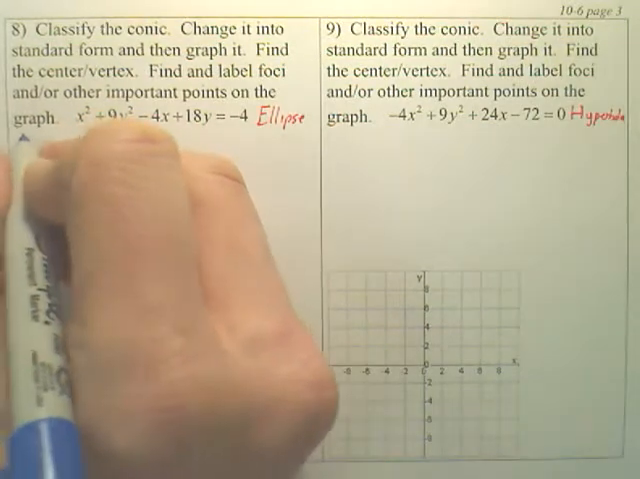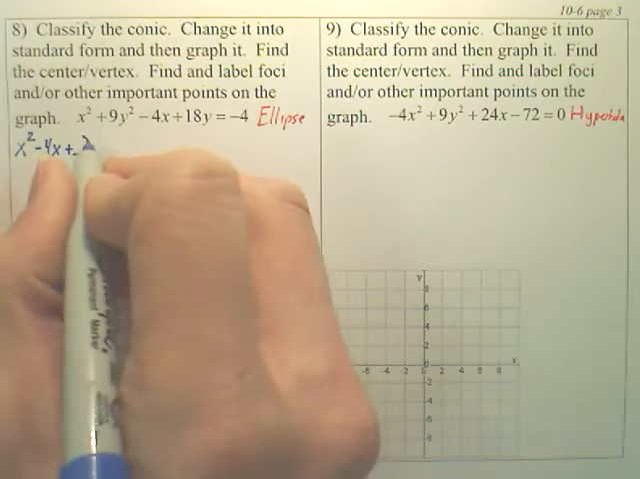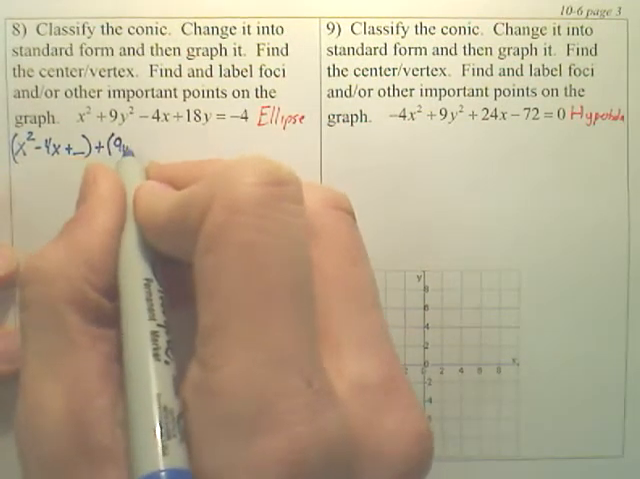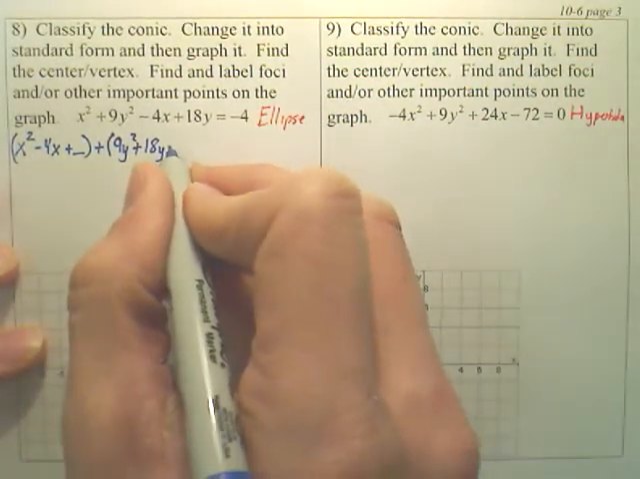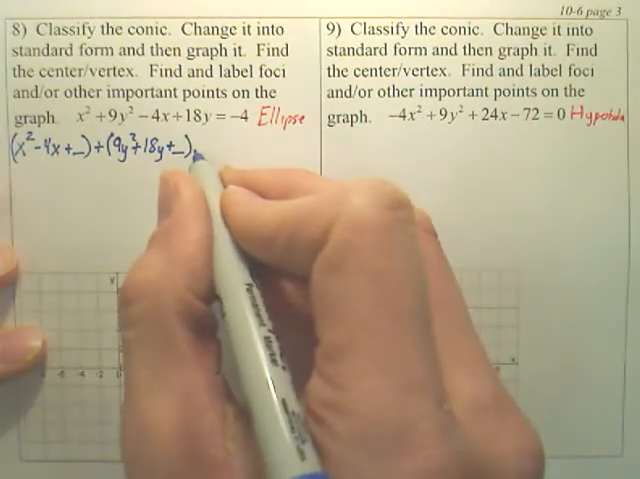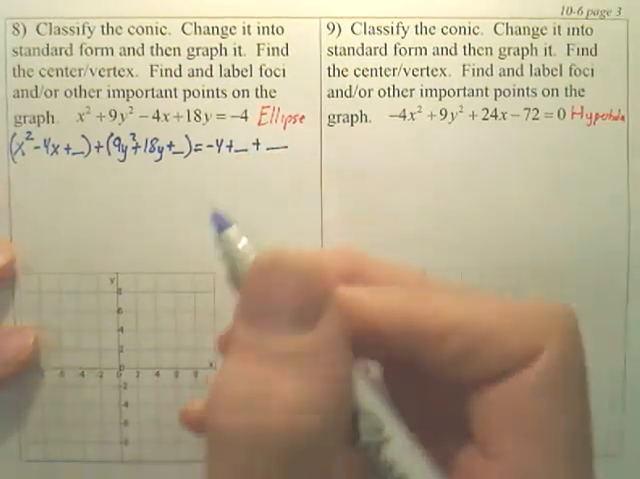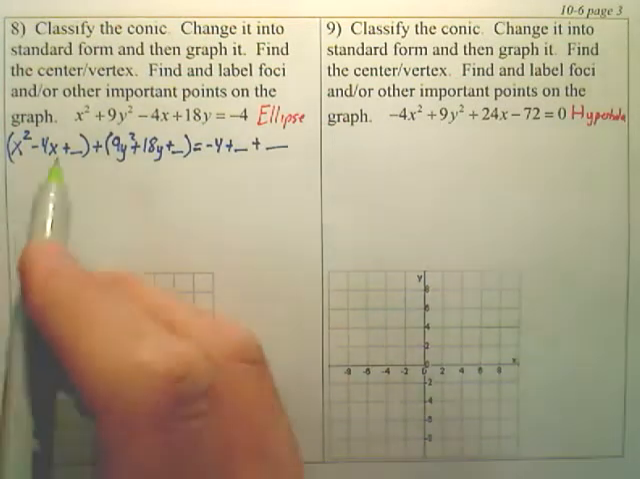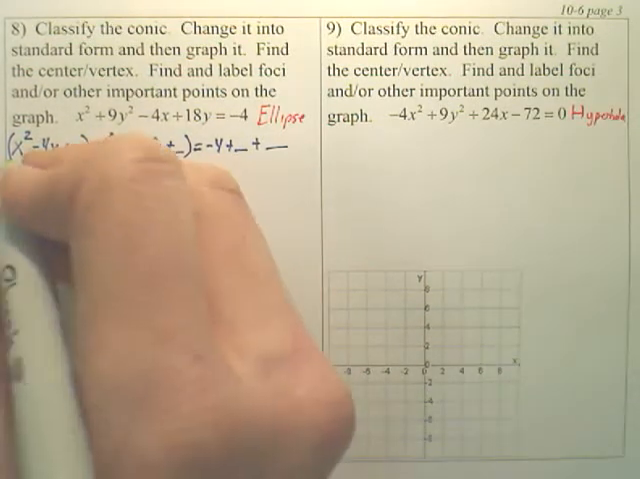So what we're going to do is group the x's, so x squared minus the 4x plus something, and then plus we have the 9y squared plus the 18y plus something, which will give us the negative 4 over here plus something, because we have to add something for both of those. Now, before we actually start this, there is a trick here. There's a problem. I can do completing the square with this one pretty simply, but this 9 is going to mess us up. So there's something we're going to have to do.